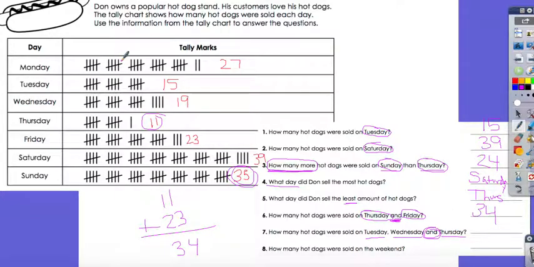Do I care about Monday? No. Do I care about Tuesday? Yes, I do. 15. Do I care about Wednesday? Yes, I do. 19. Do I care about Thursday? Yes, I do. 11. Do I care about Friday? No, that's not my problem. Do I care about Saturday? No, that's not my problem. Do I care about Sunday? No, that's not my problem. So let's add these up. I've got 9 plus 1 gets me 10, plus 5 more is 15. 1, 2, 3, 4. 45.